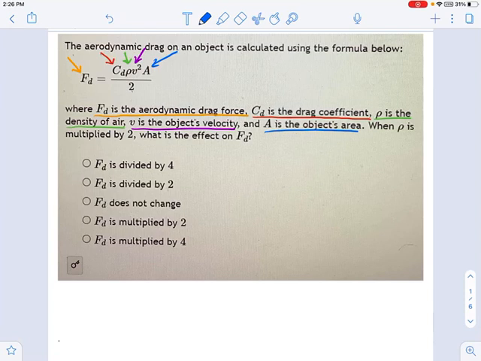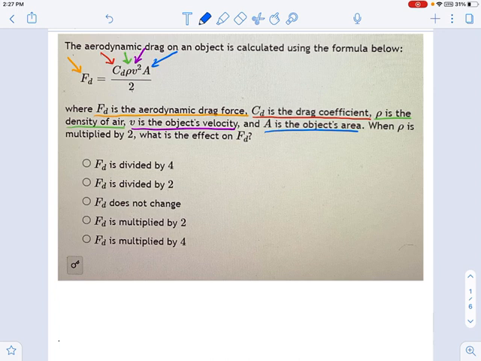There is an equation called the aerodynamic drag equation, which calculates the amount of force on some kind of object as it's passing through air. And this is extremely useful for anyone who's designing airplanes, rocket ships, cars, right? Anything that moves through air is going to find this equation useful. So let's talk about what it means.